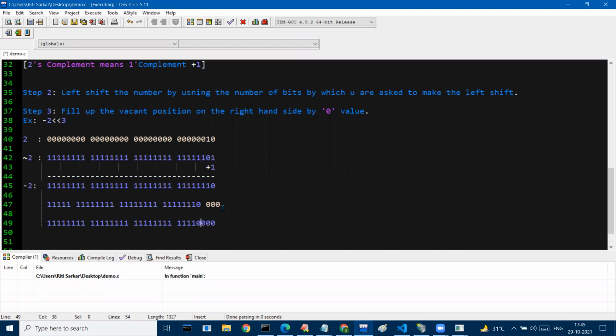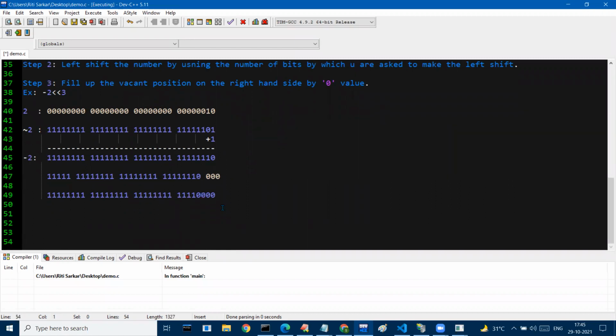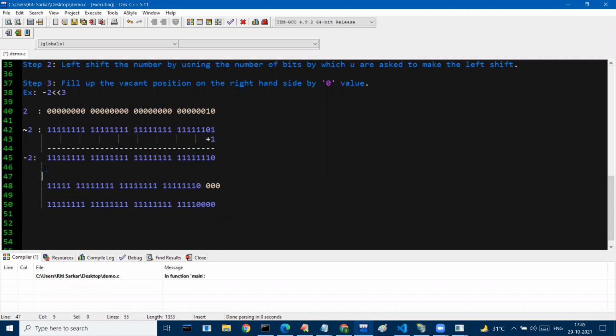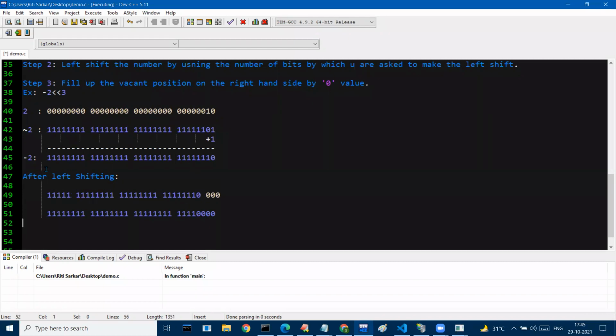This is the current status of the number after left shifting by 3 bits. After left shifting, this is the status. Okay?